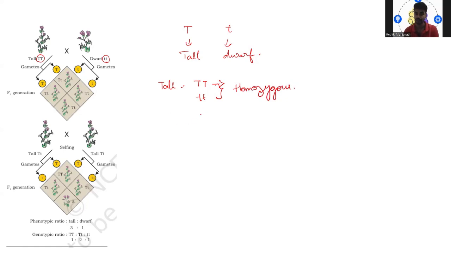And if it is represented as capital T and small t, then one alphabet is capital and the other is small. So we call it heterozygous.